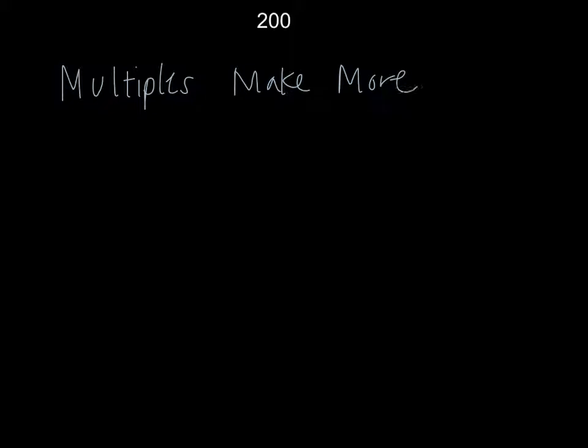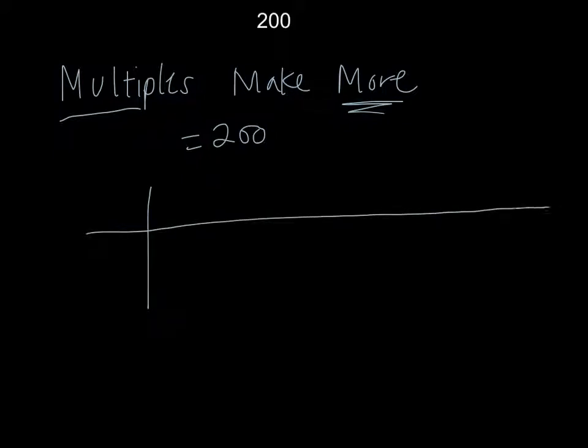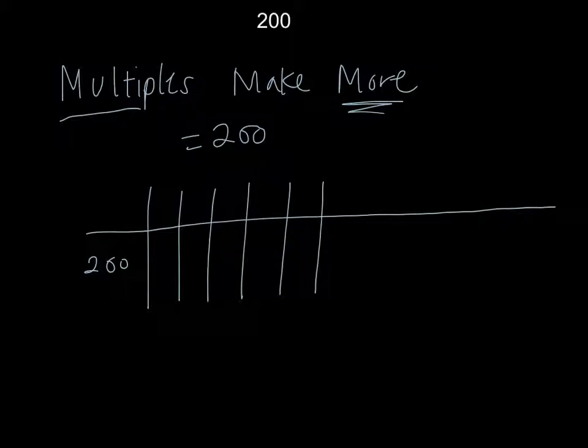Now let's find the multiples of 200. And my phrase is multiples make more. So when I start to find multiples, I know that I'm going to use multiplication, and my answer for multiples will always be equal to 200 or more than 200. So I am going to make my multiplication chart for 200, and we're going to find a lot of multiples.